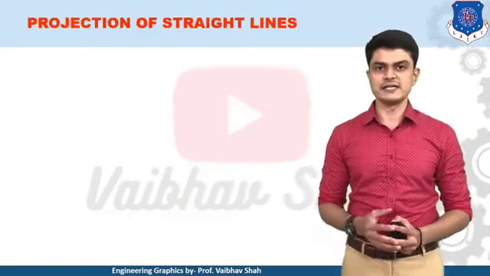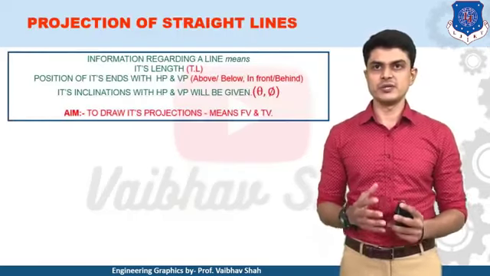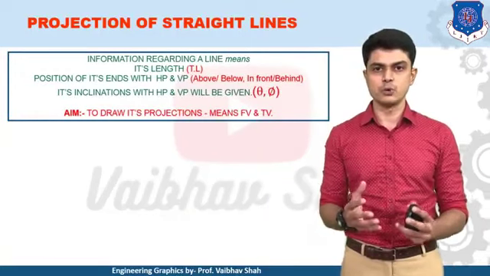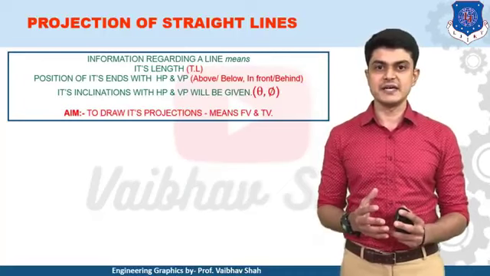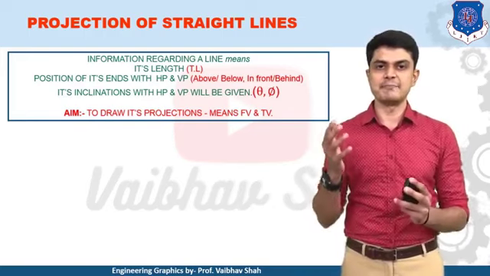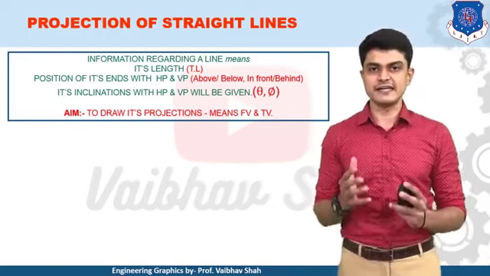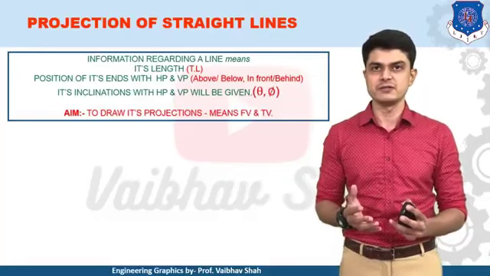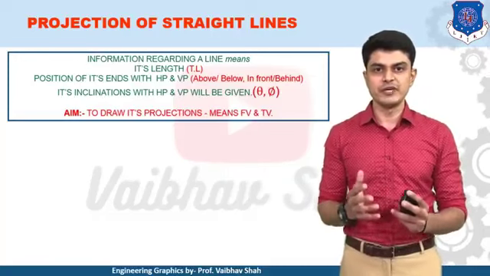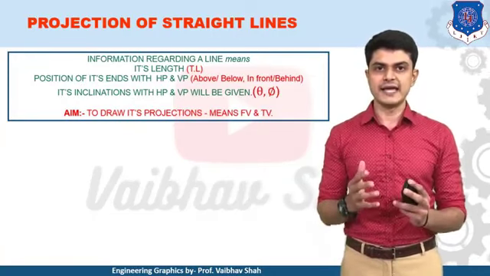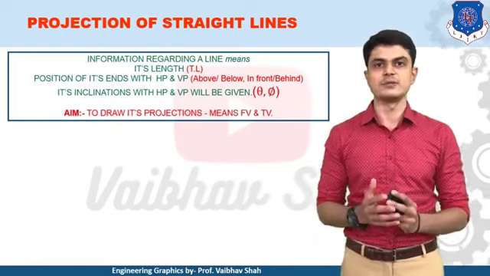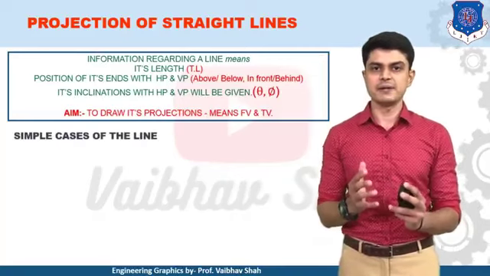So let us begin with projection of line. What can you expect from this chapter? In this, information regarding a line must be given, like its length, a true length. Position of its ends with HP and VP would be given, meaning above HP, below HP, or in front of and behind VP. And third, its inclination with respect to HP and VP would be given. Inclination with respect to HP would be given by theta, and inclination with respect to VP would be given by phi. Our aim would be to draw its projection, meaning the front view and top view of the given line.